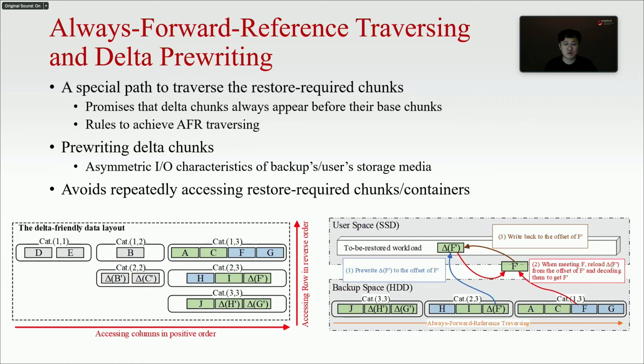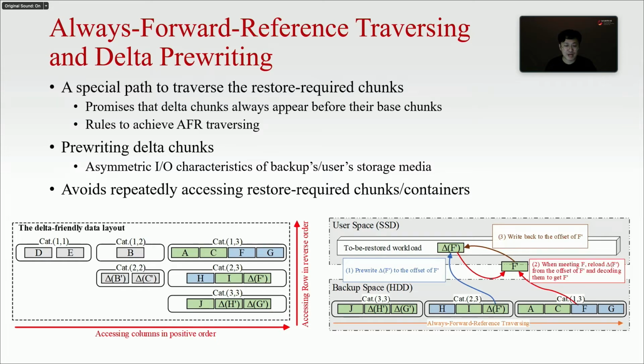For the third issue, we proposed always forward reference traversing and data pre-writing. The always forward reference traversing is a special path to traverse the restore required chunks, and in this path, delta chunks always appear before their base chunks. We found this path exists in the delta-friendly data layout, and achieving that needs to follow several rules. In general, for all restore required categories, we need to access columns in positive order and access rows in reverse order. For example, cat13, cat23, and cat33 are needed categories for restoring the third backup, and according to the rules, we need to access cat33 first, then cat23, and finally cat13. Discussions about why this special path exists are detailed in the paper.